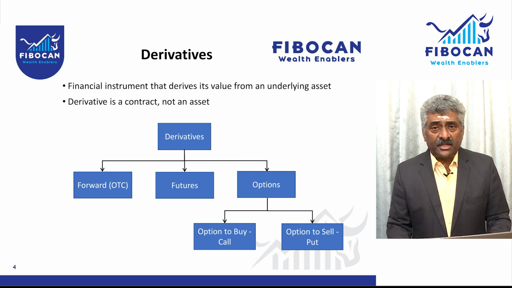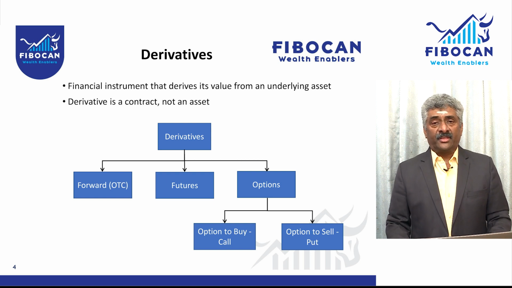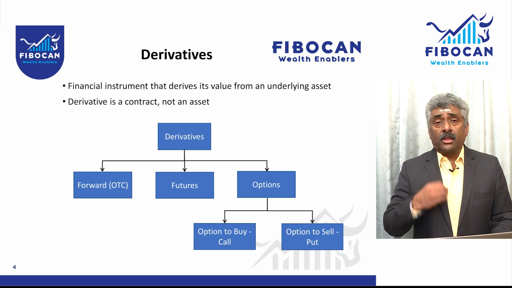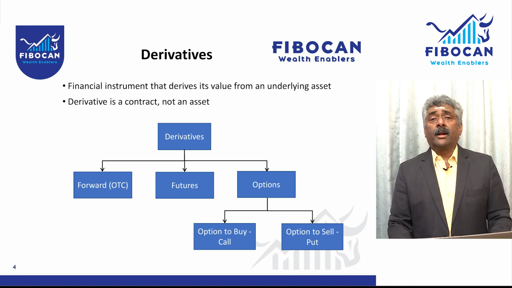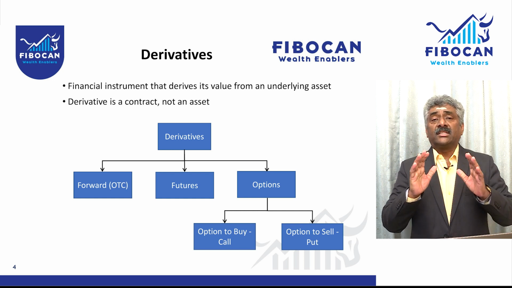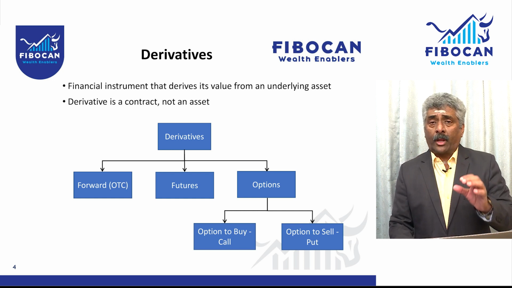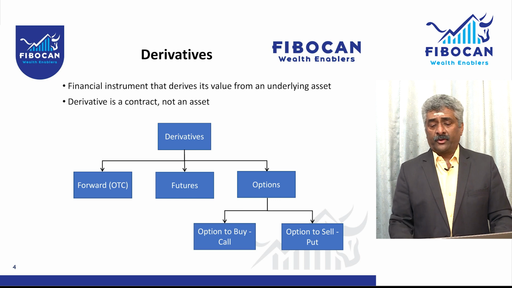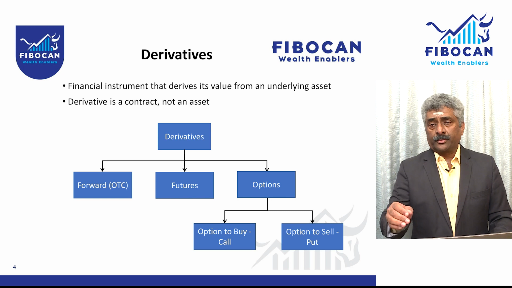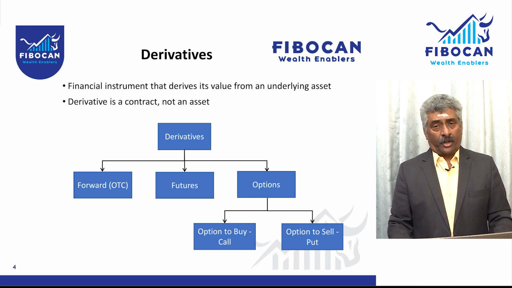So an option is a contract which gives the option holder the right to buy or sell, but not the obligation to buy or sell. But the seller of the option has the obligation at all times to buy or sell. That is called an option. There are two types of options, as I put here on slide 4: option to buy, which is called a call option, and option to sell, which is called a put option. That means it is from the buyer's perspective, the buyer of the option.